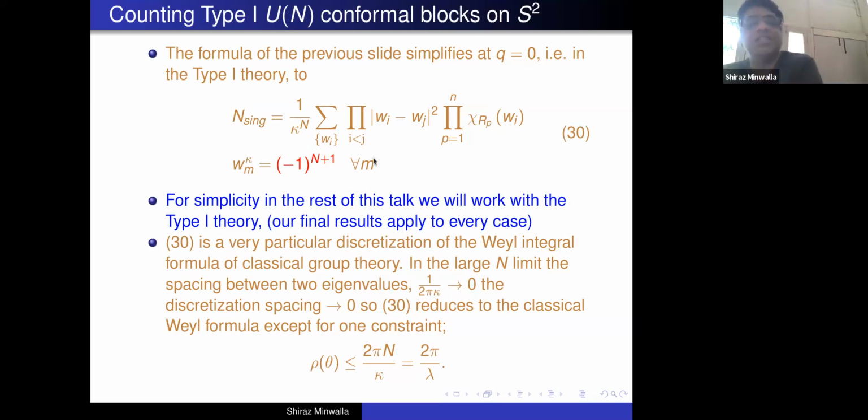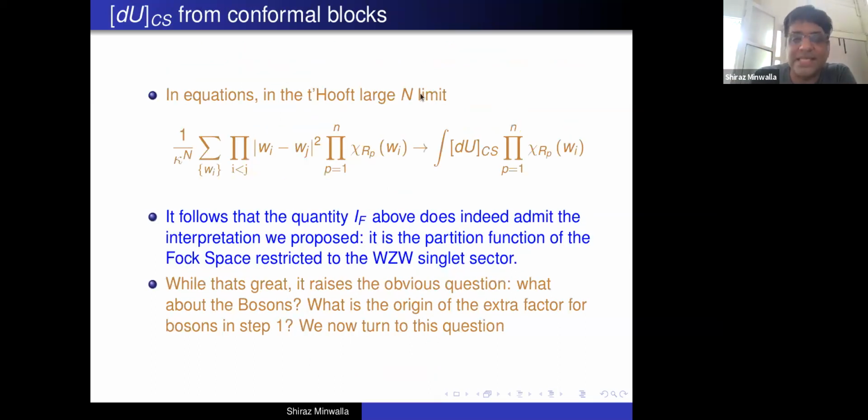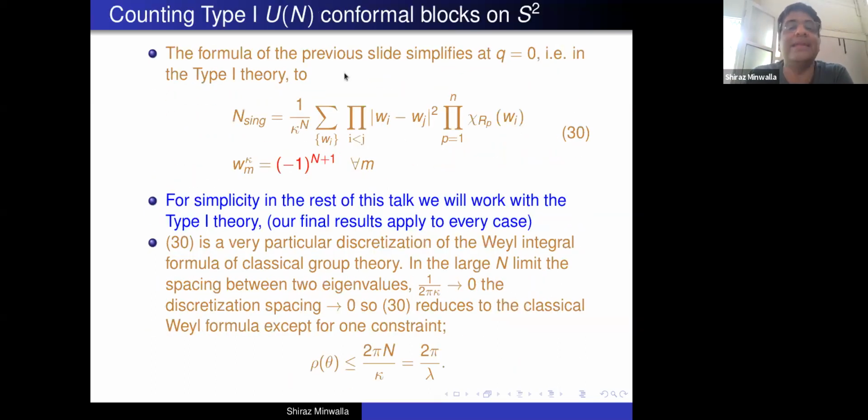Well, in the large N limit, you see this measure here is basically the Haar measure. In the large N limit, the set of all possible kappa-th roots of, let's say, unity are very finely spaced, because in the large N limit, kappa also goes to infinity. So this becomes a particular discretization of the Weyl integral formula that counts the number of classical group theory singlets in the tensor product of R1, R2, R3 up to Rn.